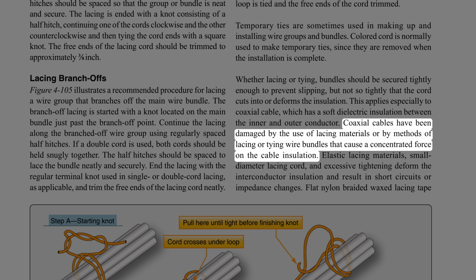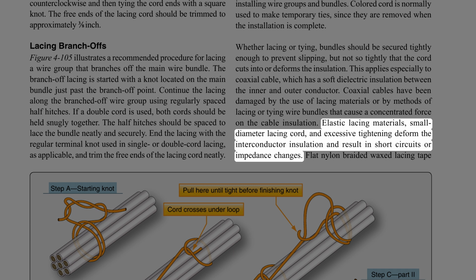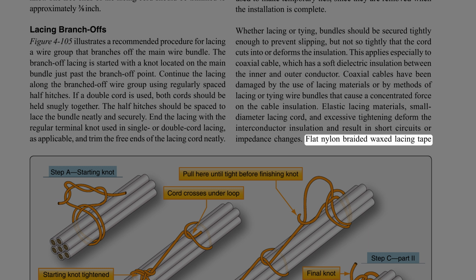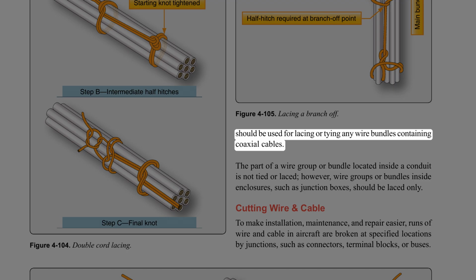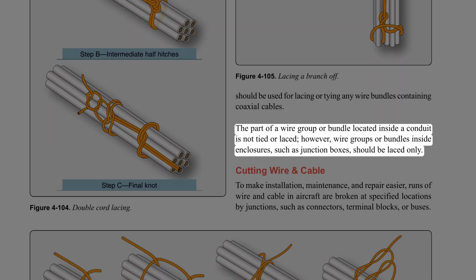Coaxial cables have been damaged by the use of lacing materials or by methods of lacing or tying wire bundles that cause a concentrated force on the cable insulation. Elastic lacing materials, small diameter lacing cord, and excessive tightening deform the interconductor insulation and result in short circuits or impedance changes. Flat nylon braided waxed lacing tape should be used for lacing or tying any wire bundles containing coaxial cables. The part of a wire group or bundle located inside a conduit is not tied or laced. However, wire groups or bundles inside enclosures, such as junction boxes, should be laced only.